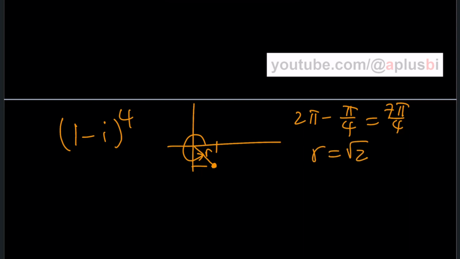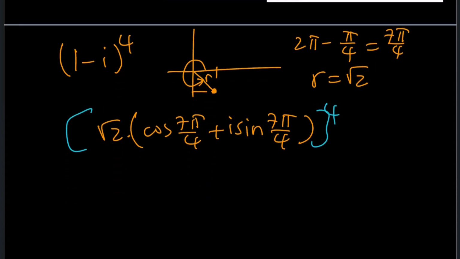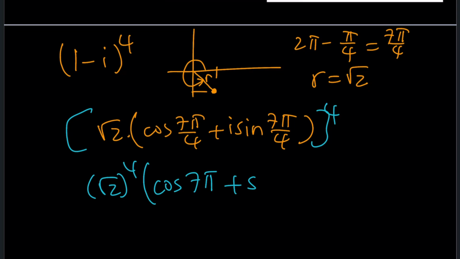Therefore, I can write this number as square root of 2 times cosine 7 pi over 4 plus i sine 7 pi over 4. And now I'm supposed to raise it to the 4th power. Let's go ahead and do it. How do you do that? You just raise square root of 2 to the 4th power and then multiply the angles by 4. Cosine 7 pi plus i sine 7 pi.